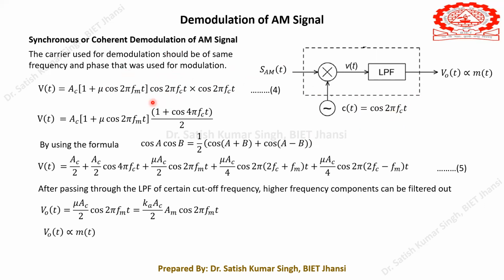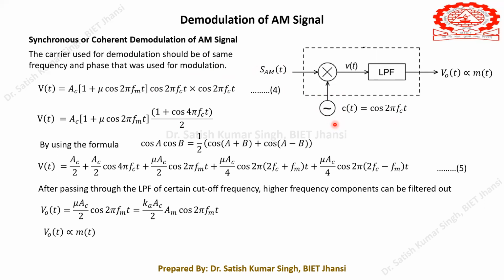So you remember that synchronous or coherent is actually related to the frequency part and the phase part of the carrier. If the frequency and the phase of the carrier that we are using at the receiver end are the same as the carrier that we have used at the transmitter end, then this scheme is called synchronous or coherent demodulation of the AM signal.